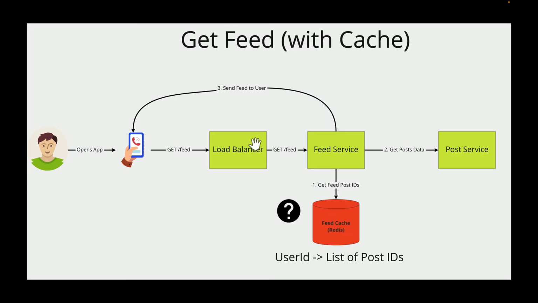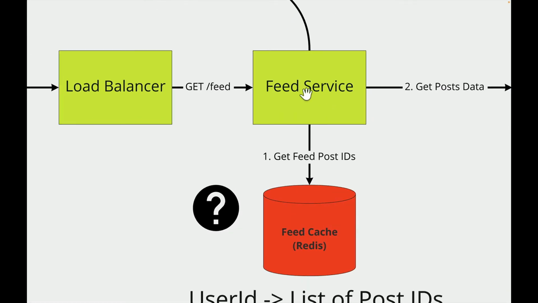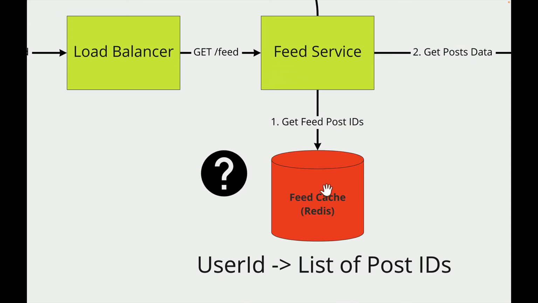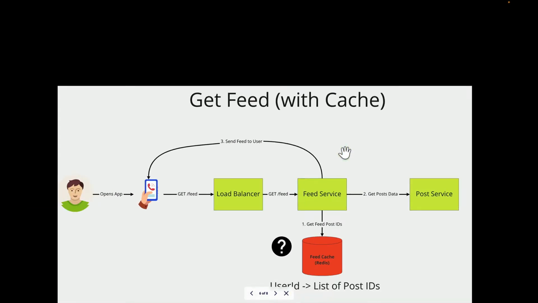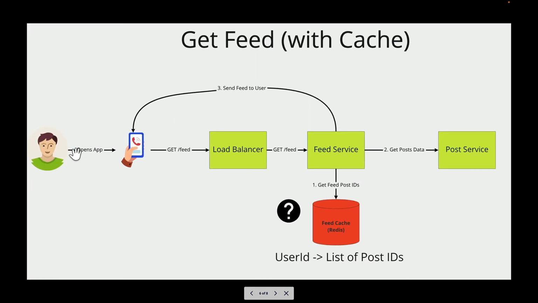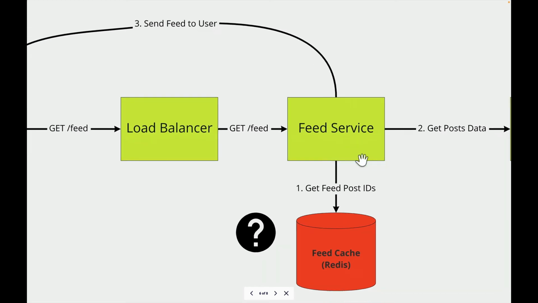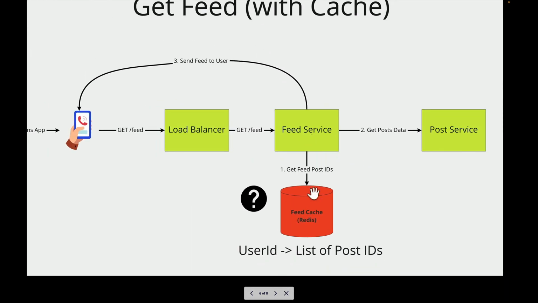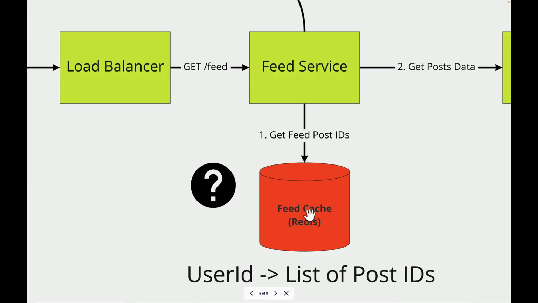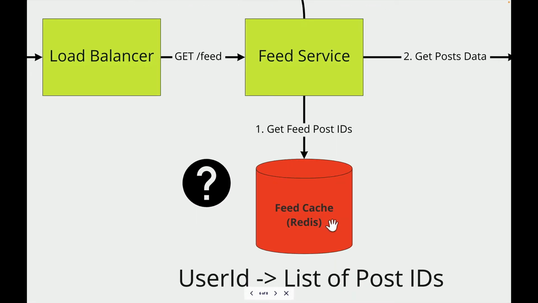So that's where our cached solution comes in. All we have done over here is taken the feed service and added a layer of cache near the feed service. So now what happens is when the user wants to get a feed, they make a request to the feed endpoint. The load balancer forwards it to the feed service. And now the feed service has a local cache. We're going to call it a feed cache. It can be anything. It can be a Memcache, Redis, or some kind of caching system that you're familiar with.